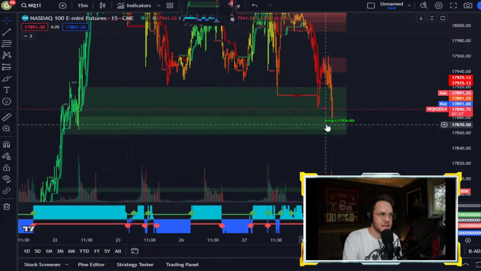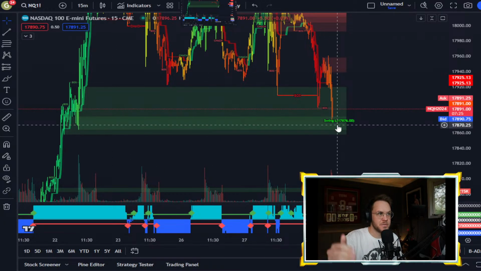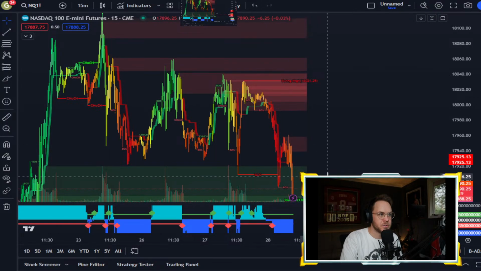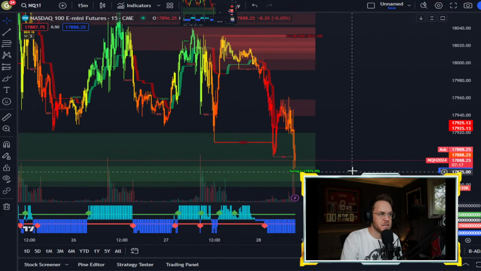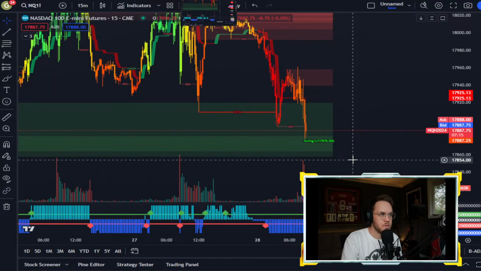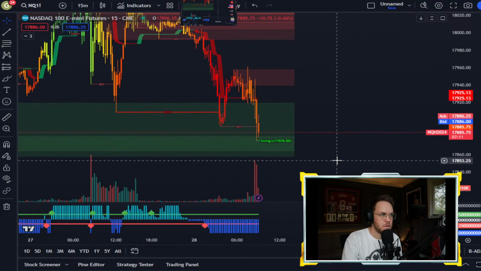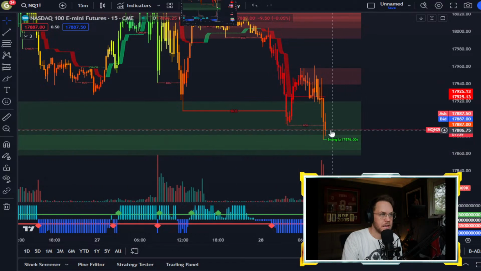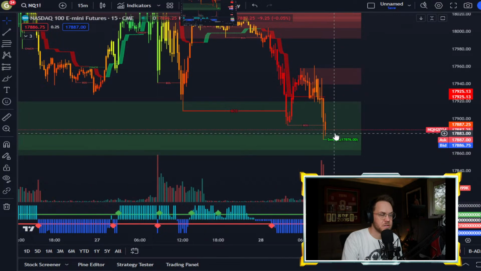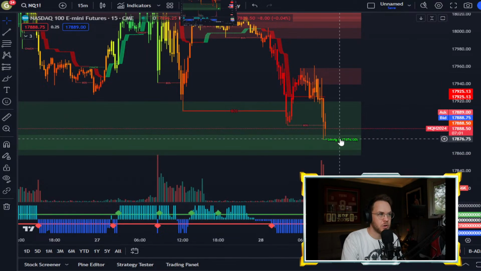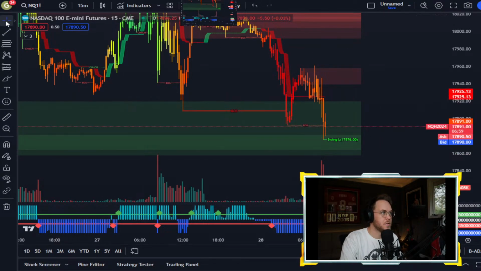Demand down below, because demand drives buying and supply drives selling, right? So we have supply in red, demand in green. Right now, we're in a demand zone. And so we're waiting to see if the sellers can rip through this or if the buyers are going to come in and scoop up all this volume down here.